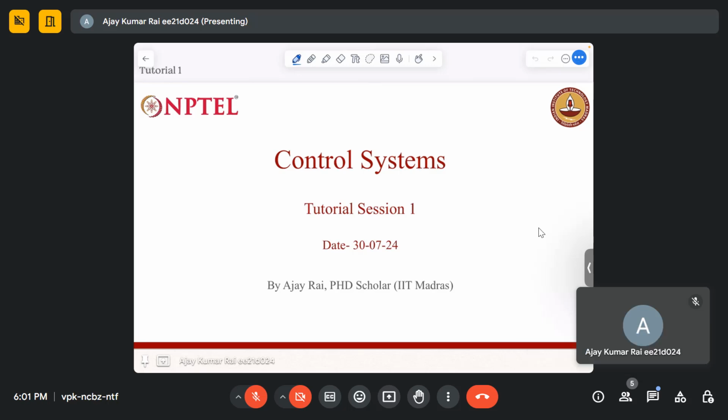So I'm going to take the tutorials for this course. There will be 3 tutorials total for a single session. So this is, I think, tutorial number 2 or 3. Okay. So I am Ajay. I'm doing my PhD at IIT Madras in the area of power electronics. Basically, we also deal with the control systems in power electronics.